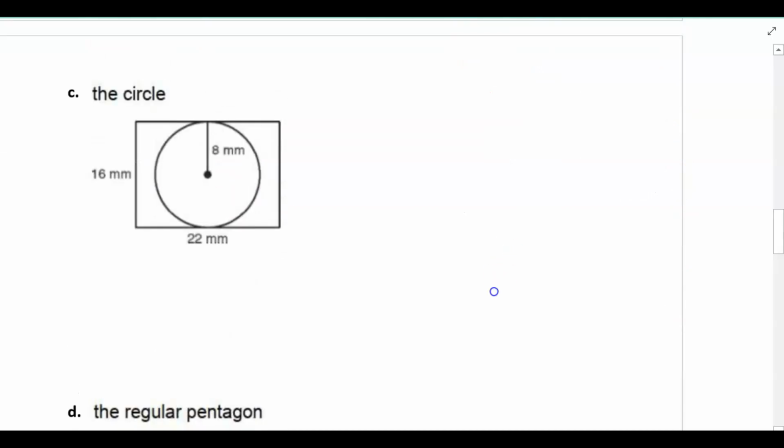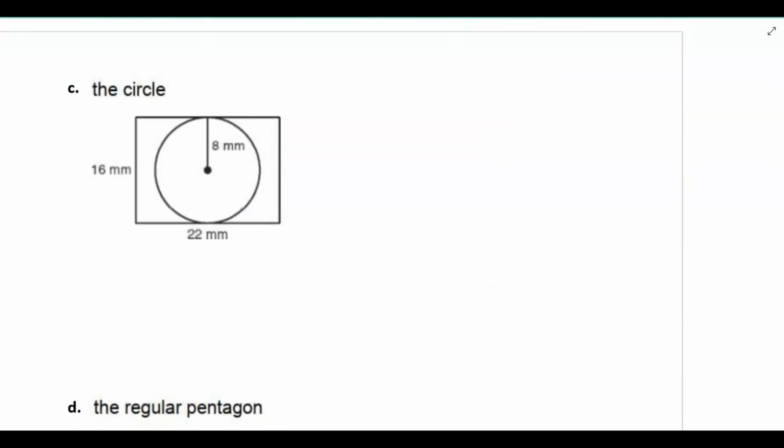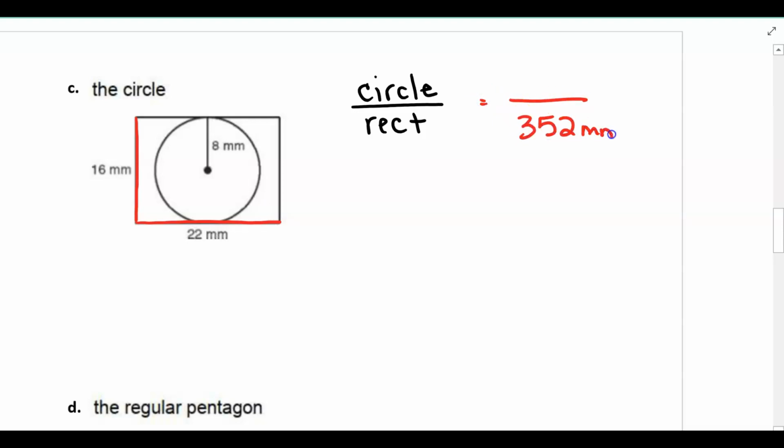Question C. If I'm looking for the probability that a point selected at random within this rectangle actually lands within the circle, I need both areas again. The area of the rectangle is base times height. So 16 times 22 gives me an area of 352 square millimeters. The area for my circle is pi r squared. So pi times 8 squared is 64 pi square millimeters.